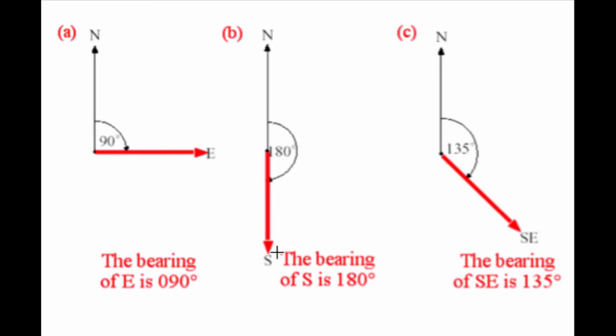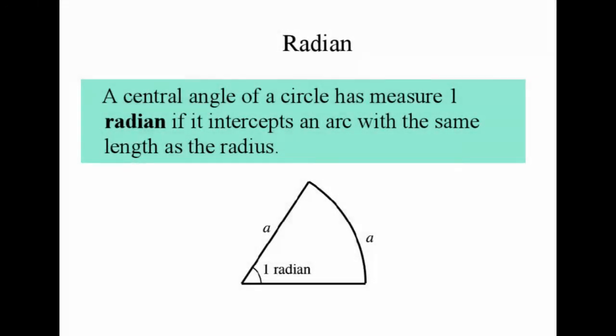And then here we have the next example, which would be south, which would be 180 degrees. So the bearing of south is 180 degrees. Southeast: if this is east and this is due south, a 45-degree angle from east would be southeast, halfway between east and south, and that would be a total of 135 degrees.